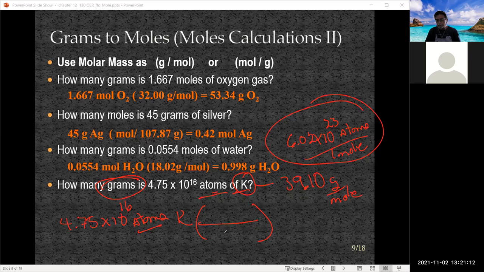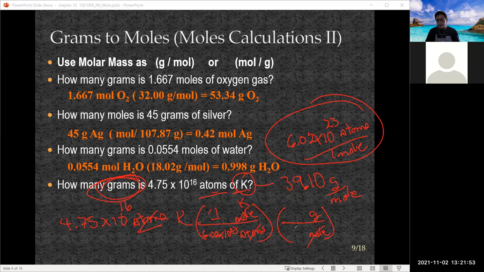And I need atoms in the denominator, and 1 mole in the numerator because I want atoms to cancel. So I can plug that in, 6.02 times 10 to the 23rd, 1 atom. If I stop the calculation at this point, I converted the number of atoms into the number of moles of potassium. But I've got to take it one more step because the question is asking me to convert to grams. So I need grams in the numerator and moles in the denominator.